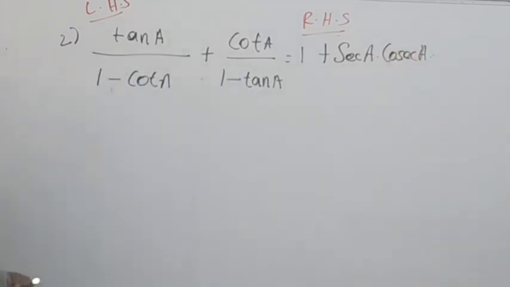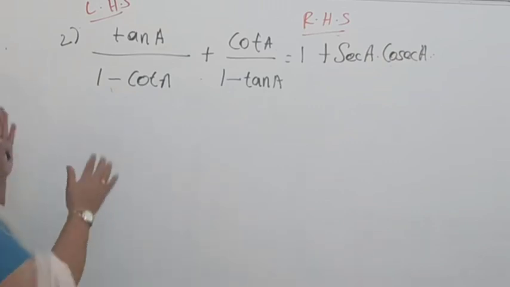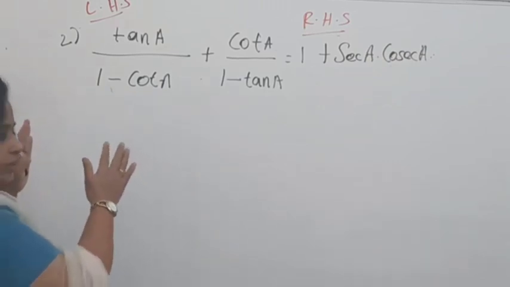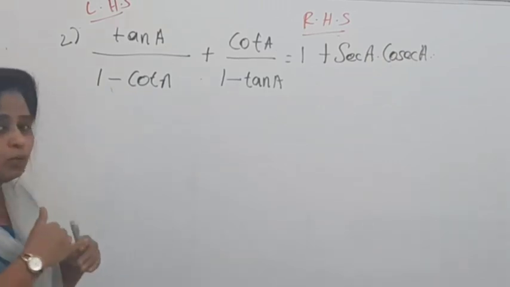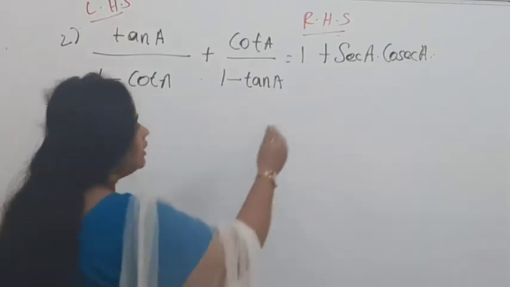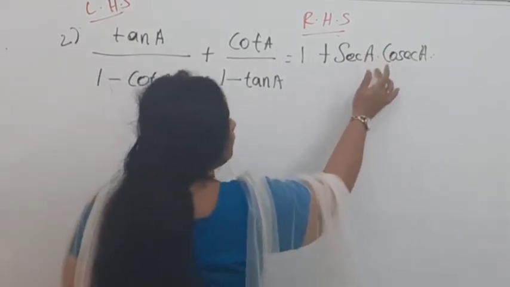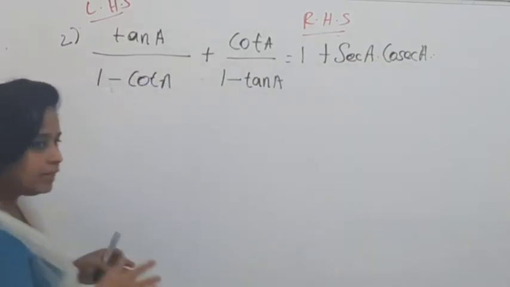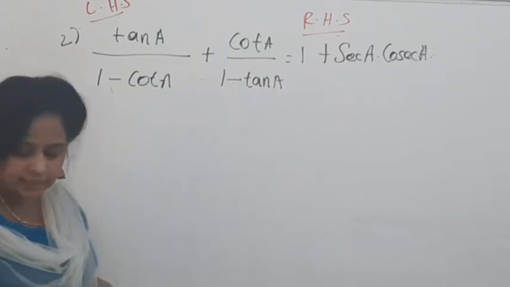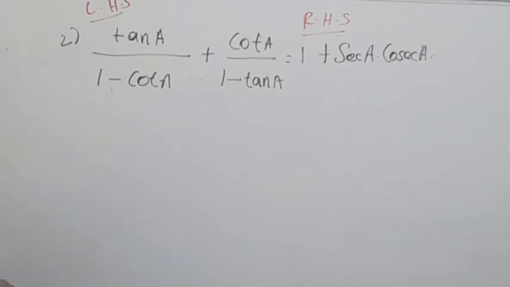You would have understood by this time. I did not change the question. I did not touch the question. Why? Because I want you to understand. Here it was tan A plus cot A, but now it is 1 plus sec A into cosec A.